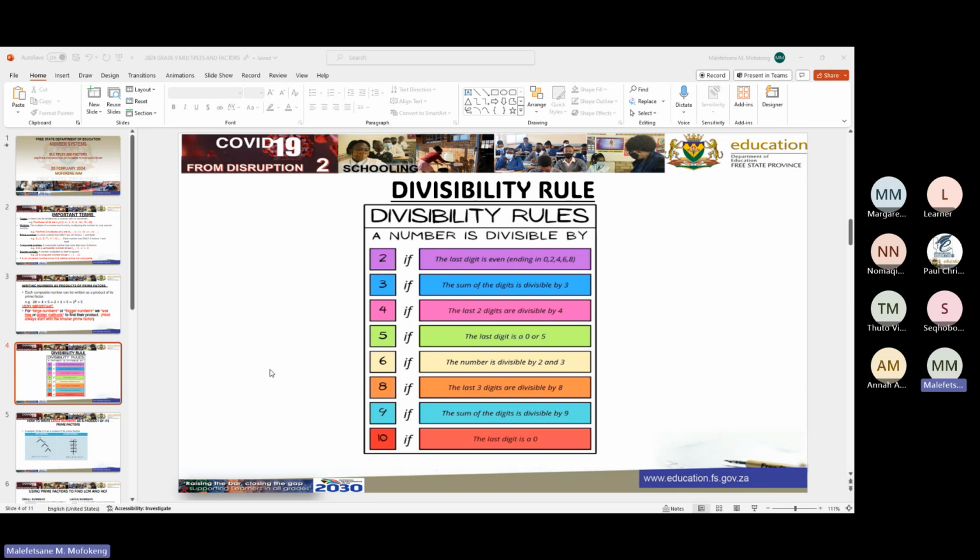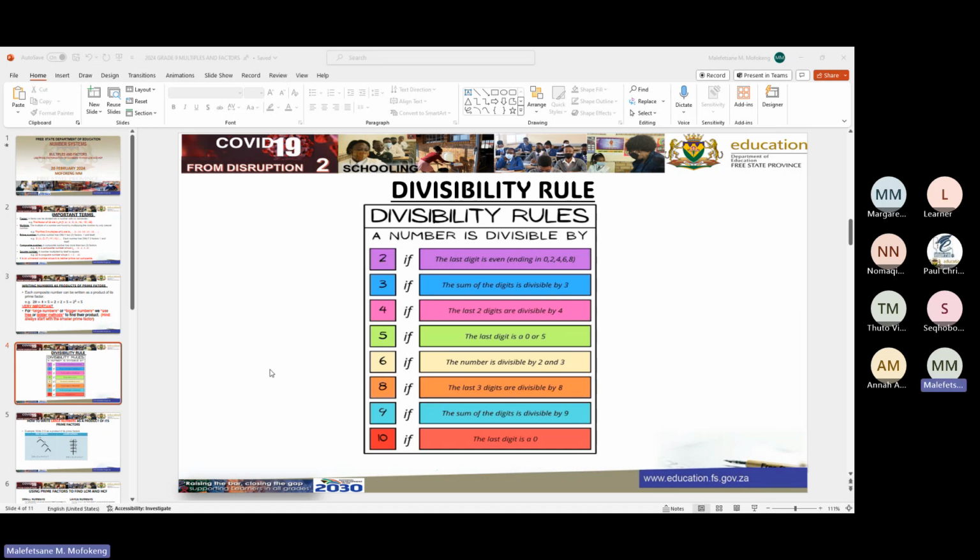8: the last 3 digits. If the last 3 digits of a big number are divisible by 8, which shows that the number can be divided by 8. 9: the sum of the digits is divisible by 9. If you add all the digits in that number and you find that their sum is 9, it means that number is divisible by 9.